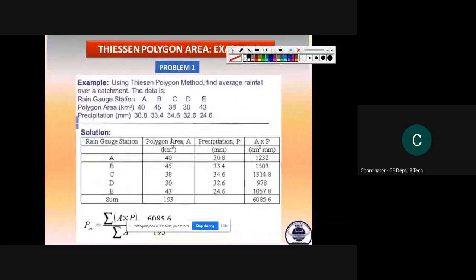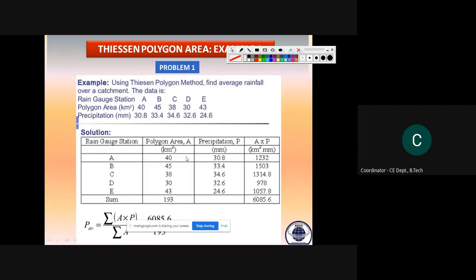Now, this is your problem. See, Ai is given, Pi is given. So the formula is the summation of Ai Pi by the summation of Ai. These are the Ai values. Then sum it up, and we will get the summation of Ai, which is this one.